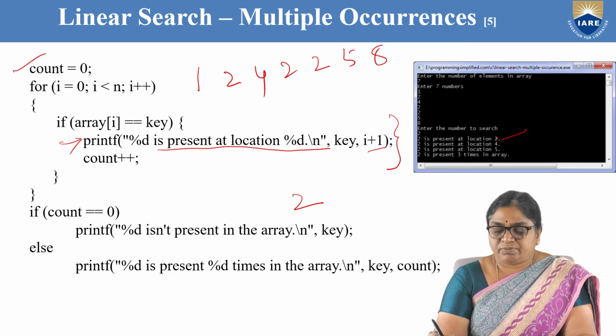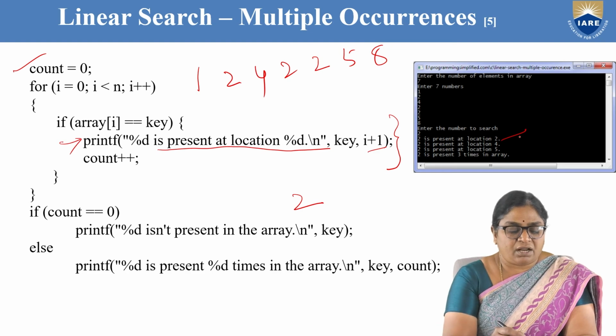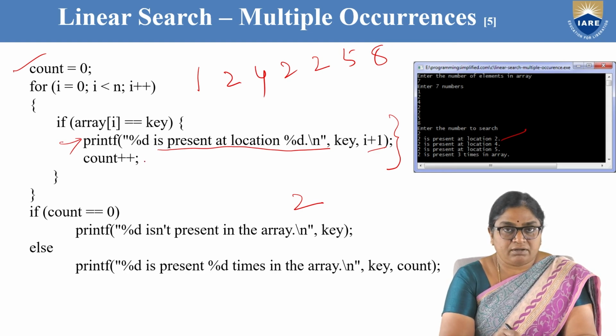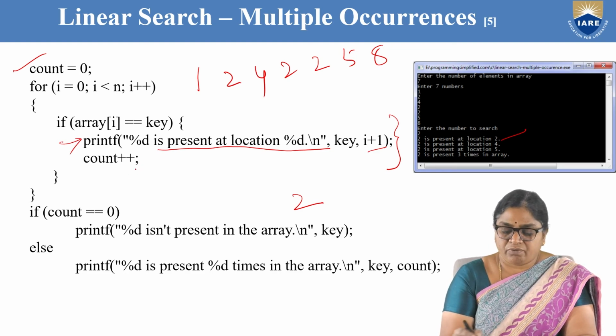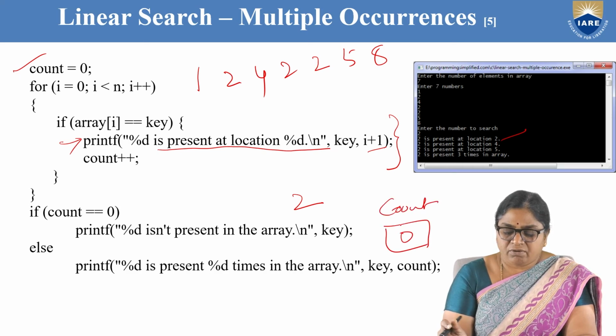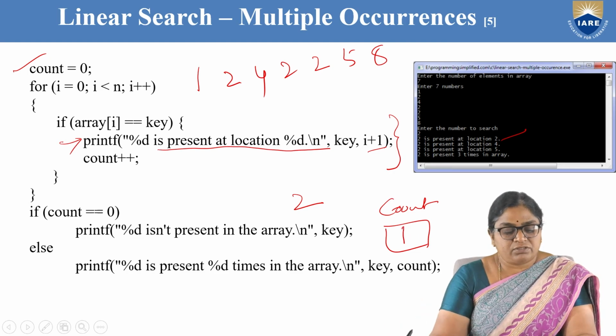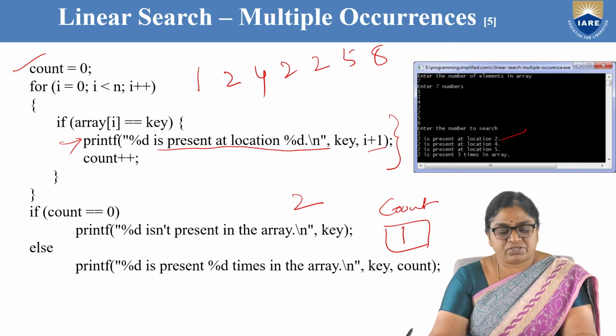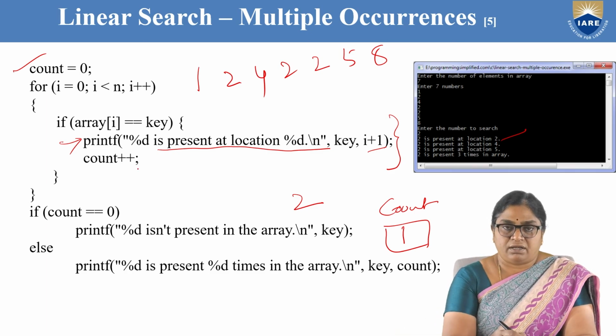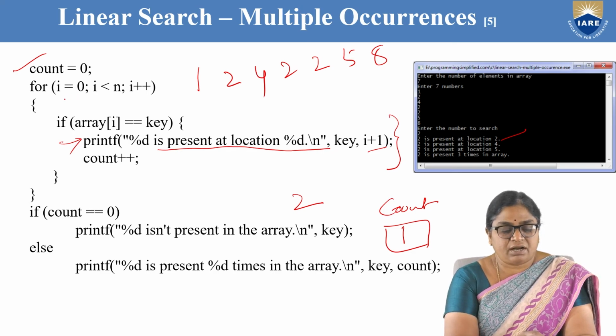After displaying this first message, it will increment the count variable. Previously count is 0, now it will be 1. After incrementing the count variable, it will go for the next iteration. It is not coming out of the loop. That is the major difference here. So it will go with the next iteration.